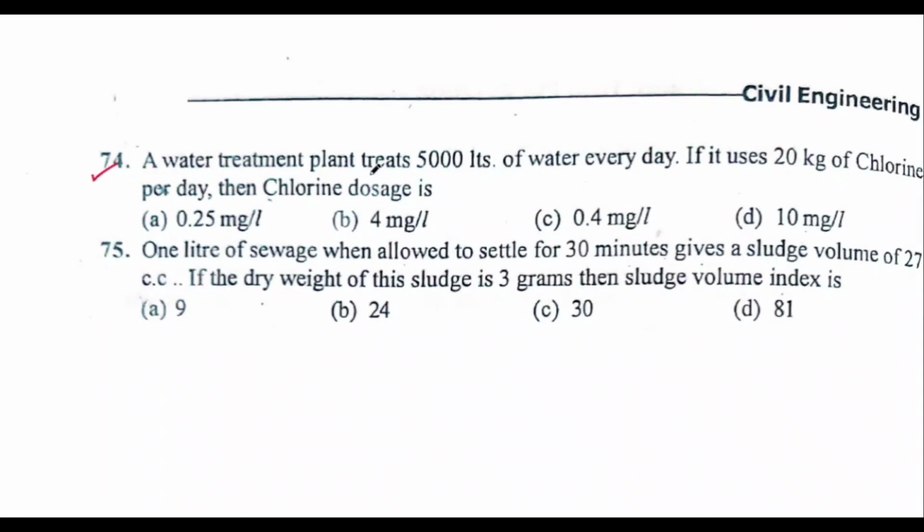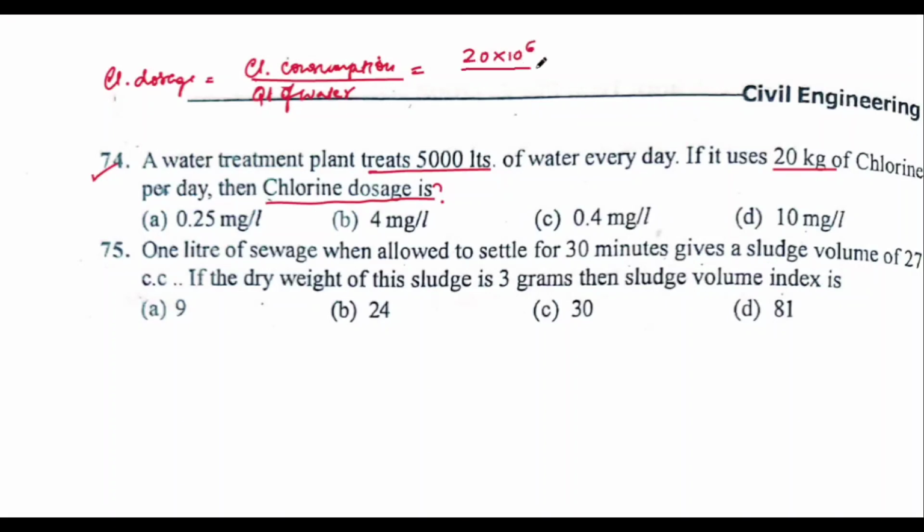Question number 74. A water treatment plant treats 5000 liters of water every day. If it uses 20 kg of chlorine per day, then the chlorine dosage is. So we have to find the chlorine dosage. Chlorine dosage is equal to chlorine consumption by quantity of the water to be treated. That is 20 into 10 to the power of 6 divided by 5000 into 10 to the power of 3. Therefore, the chlorine dosage is 4 mg per liter. Option B is the right answer.